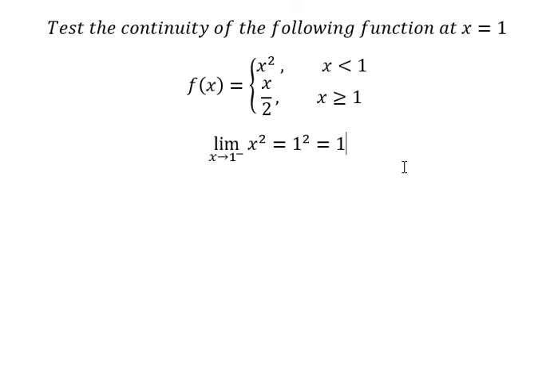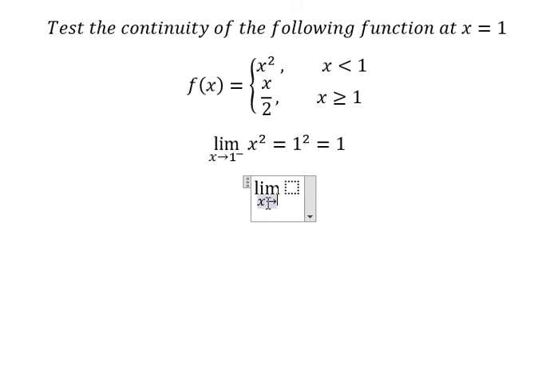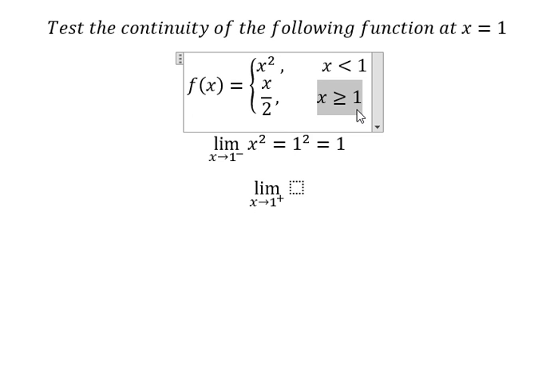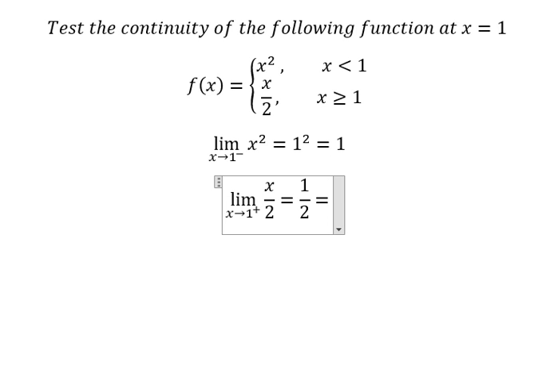And we have 1. Now we need to put the limit on the right. So s approaches number 1 from the positive side. That means s is greater than or equal to number 1. So we select this one. And we put number 1 for s.